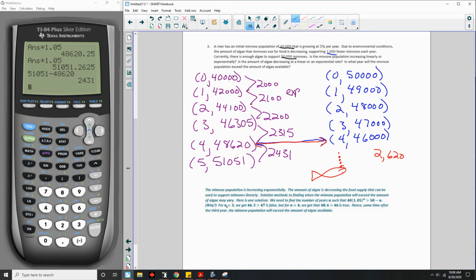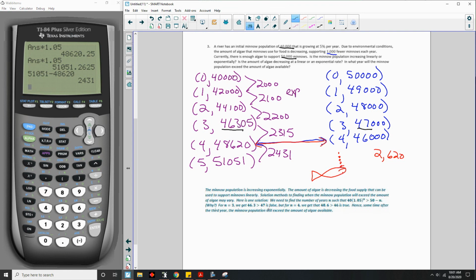And that says why? Well, that's because we have to have enough. When the number of fish is greater than the amount of algae to feed them, that's when we have this guy not having enough food. So for n equals 3, we got 46.3. They just used decimals. So that's right here, that 46,300 is greater than 47.